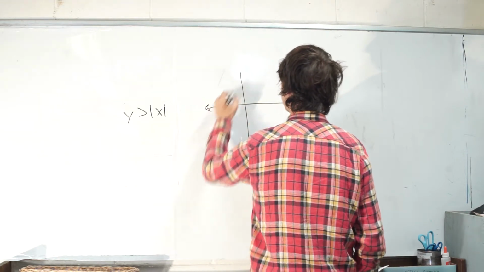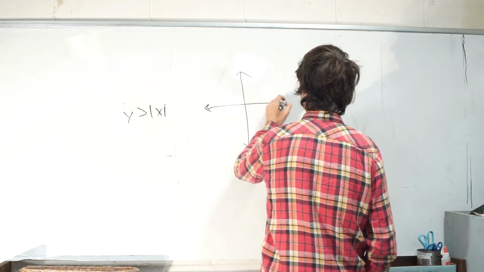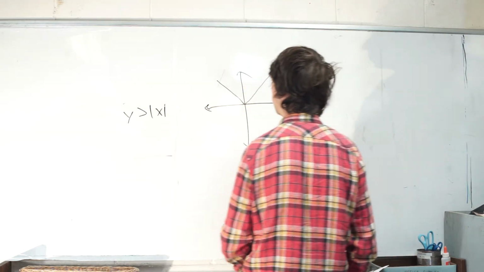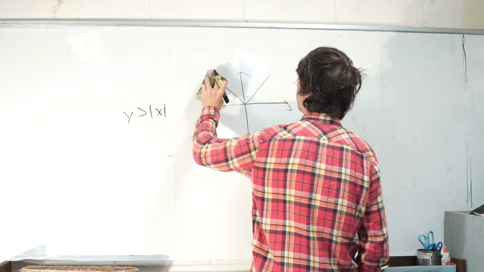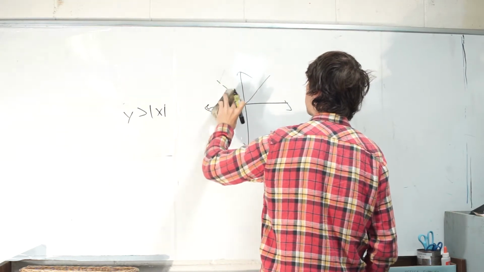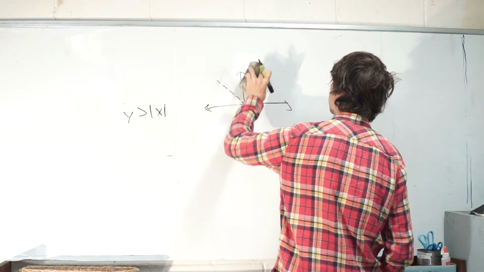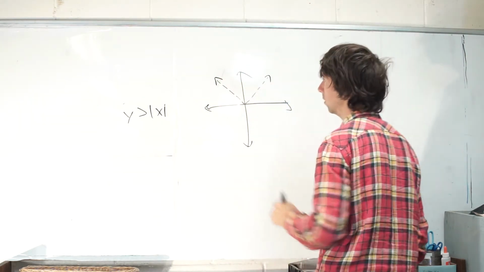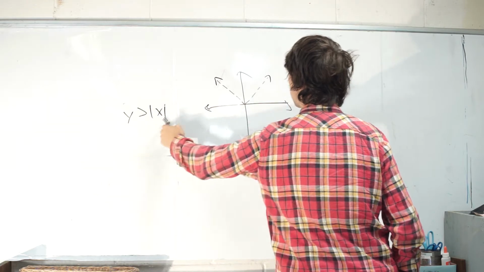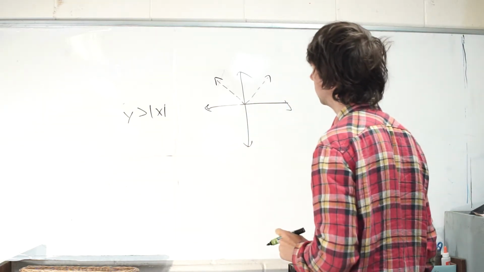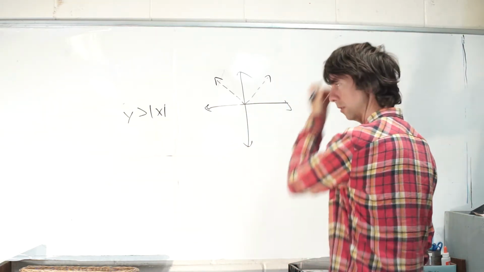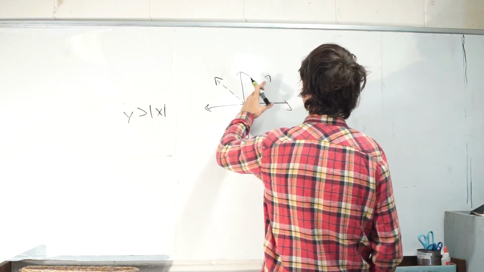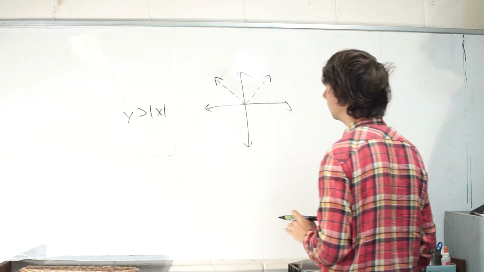So, for example, this is the graph of y equals the absolute value of x. So, where y is greater than is just a region of coordinates where the y part of the coordinate is bigger than the x. Alright, and that's just going to be anywhere above this line and that line.